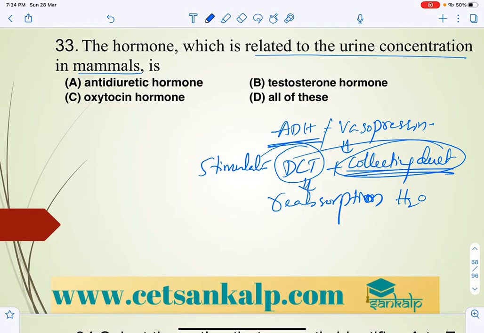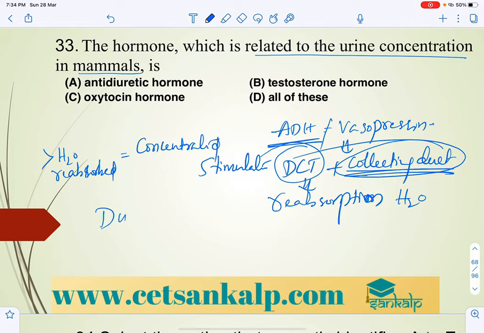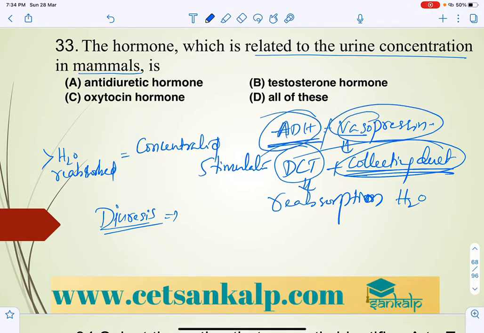If more water is reabsorbed from the urine, the urine becomes concentrated. If water is released in excess, that is diuresis. Against that, this ADH, vasopressin, will act. Hence it is called antidiuretic hormone. Excess loss of water will be prevented by this ADH, right? So that is antidiuretic hormone.